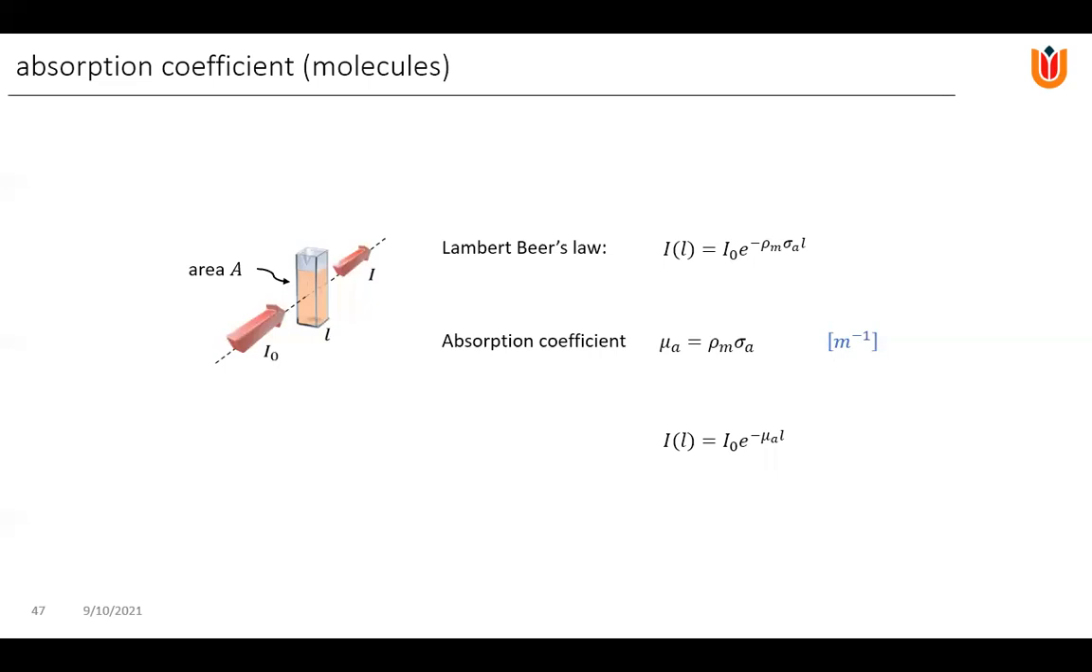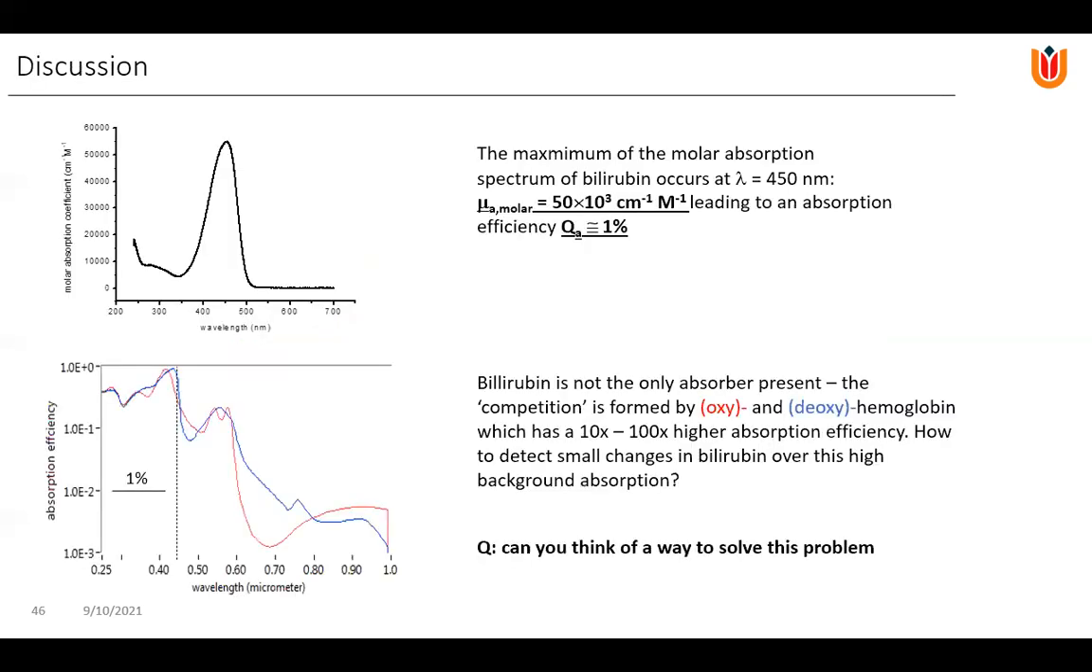Can you repeat the answer to the previous question? Yeah, of course. So the problem for that measurement is that the absorption efficiency of bilirubin is only 1%, whereas the absorption efficiency of hemoglobin is about 100% at the same wavelength. So if you would do the measurement at this wavelength, it would be very hard to get a meaningful result. So the question is, what can you now do cleverly to unmix these signals, basically.